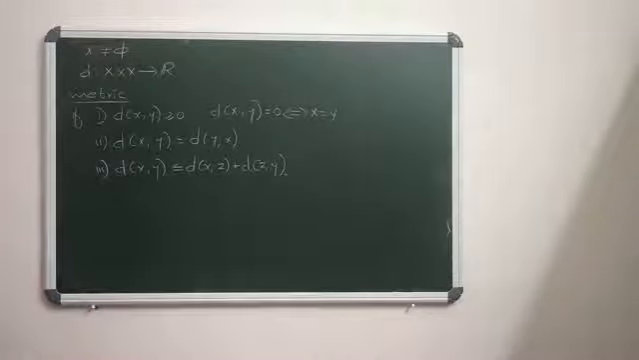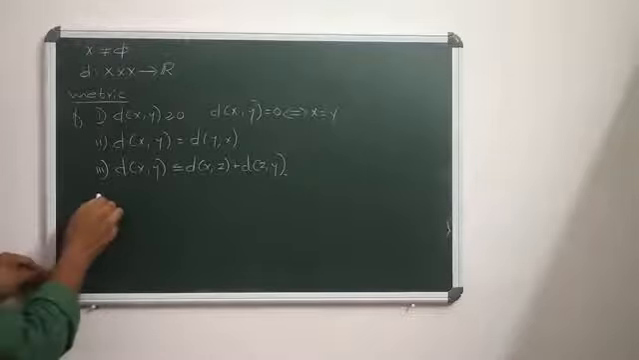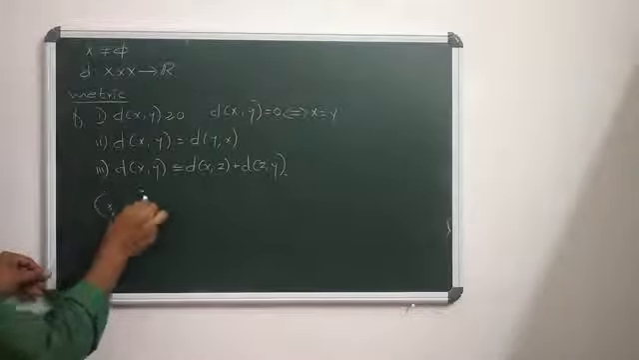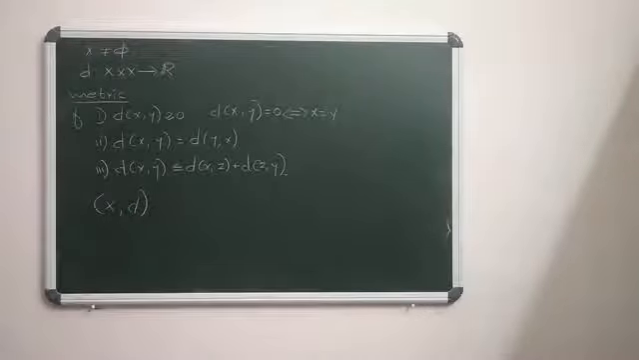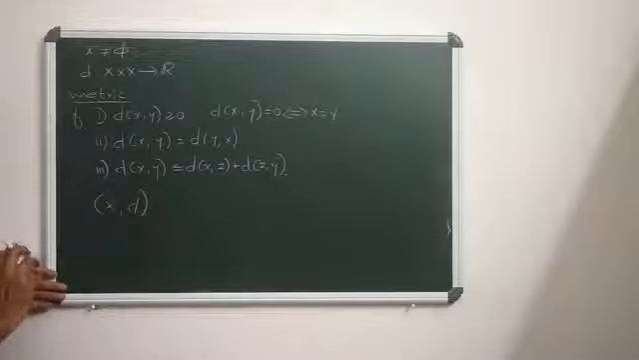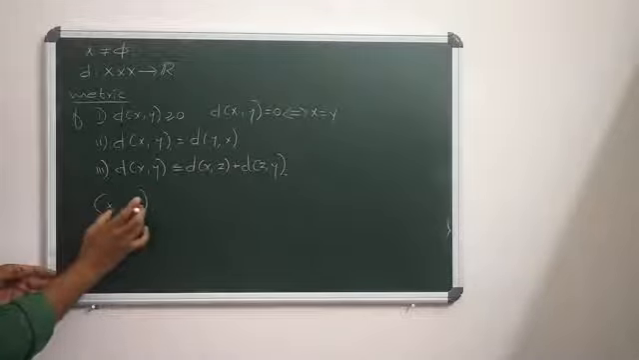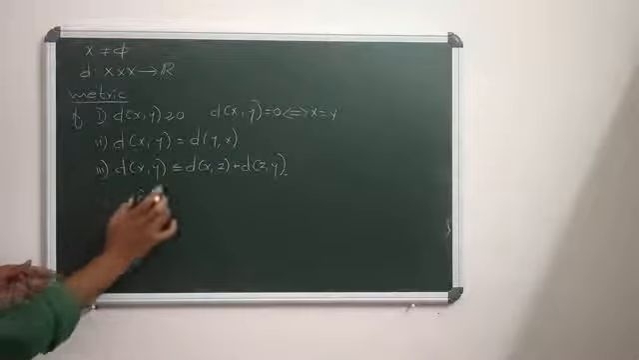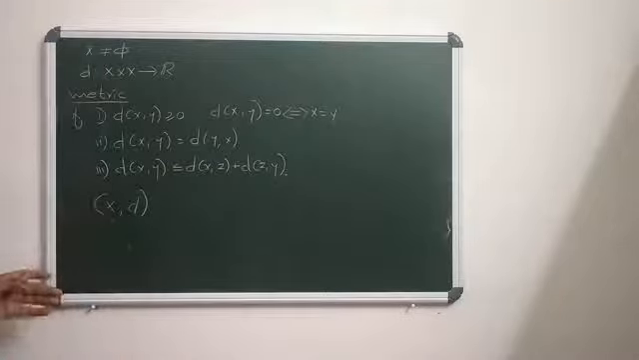Agree? So a non-empty space X together with a specified metric is said to be a metric space and is denoted by (X,d). X is a space, d is a specified metric. So the space together with a specified metric d, which is denoted as (X,d), is known as the metric space.